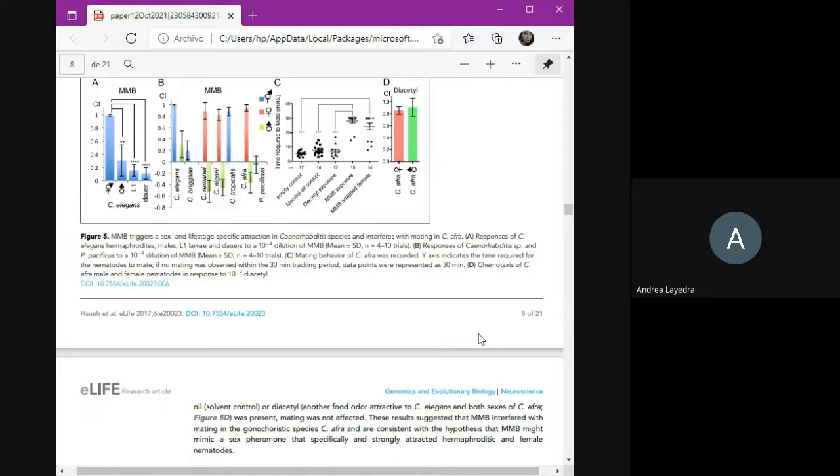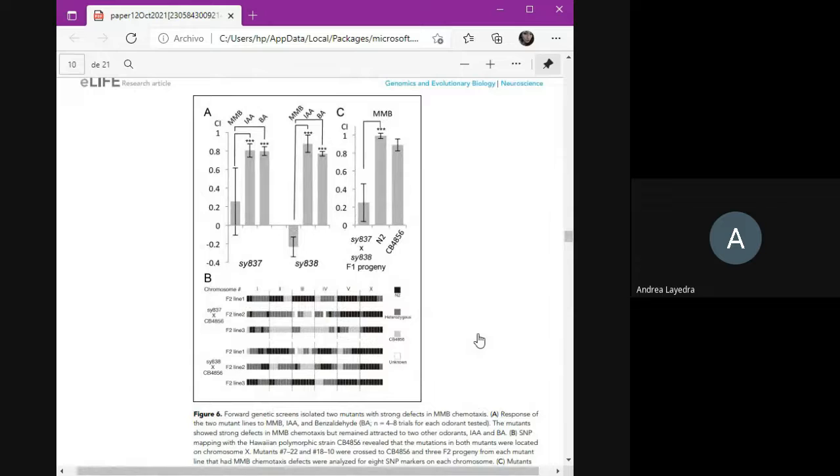They ran a genetic screen to identify genes that encode the receptors of MMB, and mutagenized animals were given a choice between MMB and isoamyl alcohol, another odor sensed by the AWC neurons. Under these conditions, more than 95% of the wild type animals preferred MMB. They identified two independent mutants in the genetic screen.